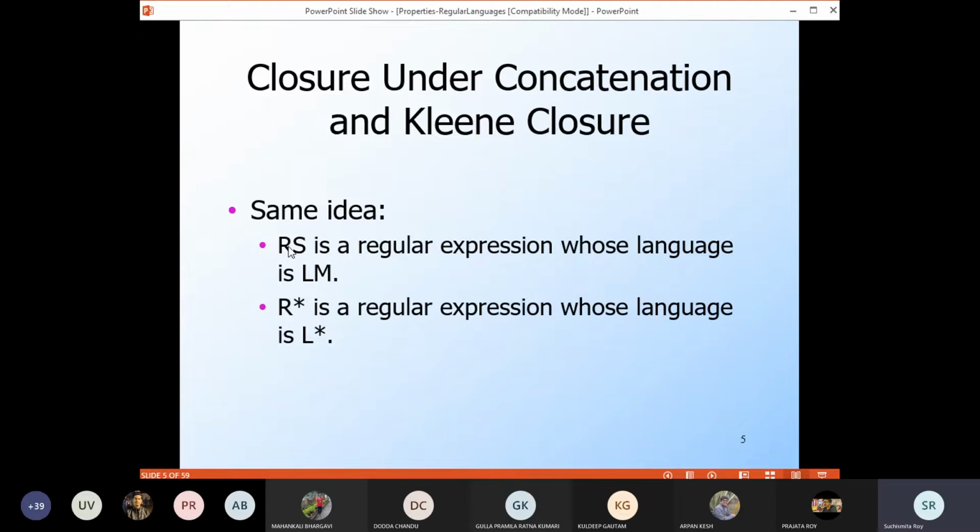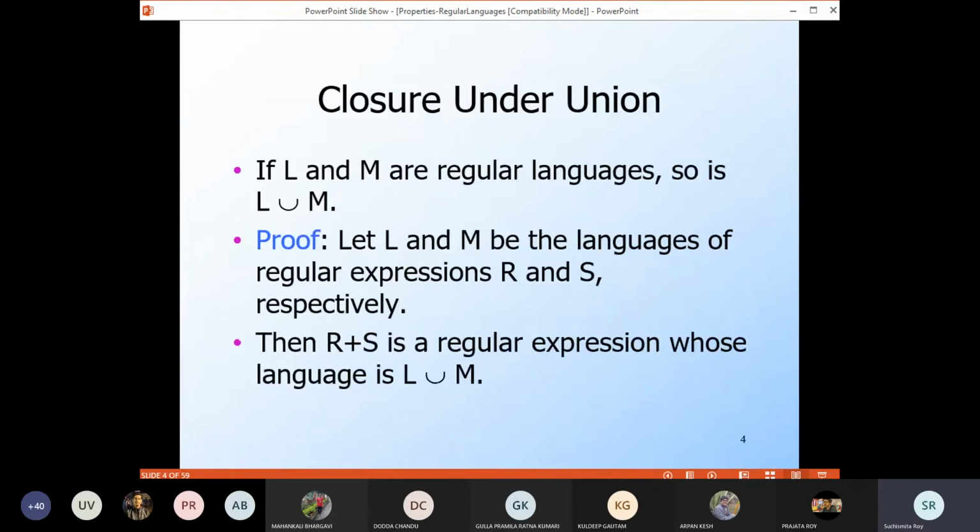Okay, and a similar idea you can also apply for concatenation. R dot S, sometimes we drop this dot. Okay, so R and S, if we write it one after the other, this is not the same as SR, please remember. Okay, so these are two different regular sets. So concatenation is also possible, and Kleene closure, that is R star, is a regular expression whose language is L star, as you know. So for concatenation and for Kleene closure, as well as for union, this closure comes directly from the description of regular expressions. You know that. So these three operations are simple.